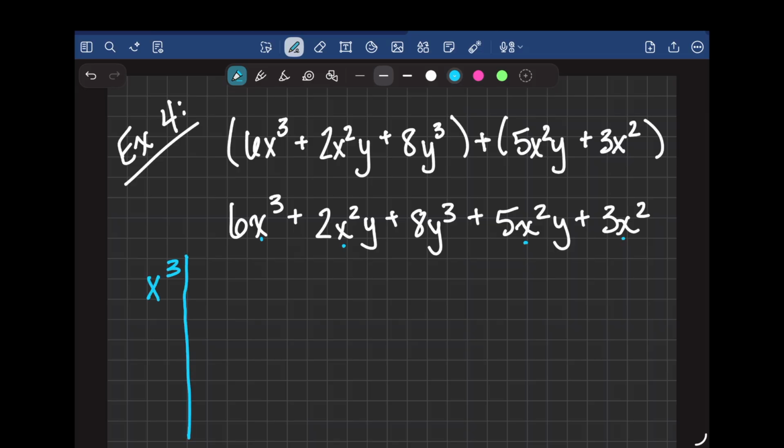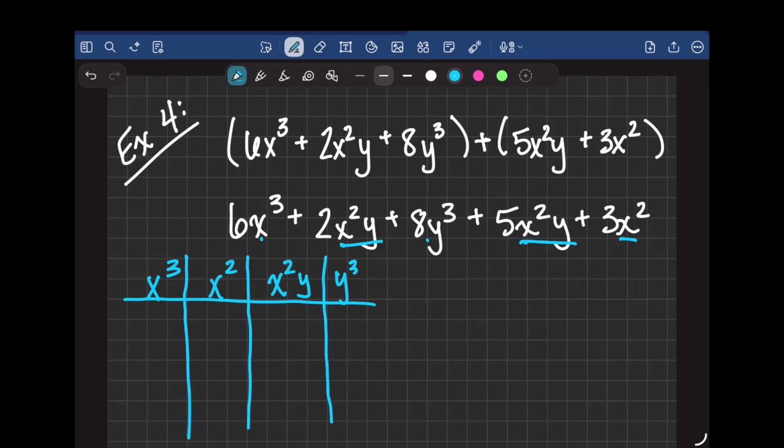Then I see that we have x to the power of 2, and I have 2 different ones. I have the group that has the y, and I have the group that has the x. So I want to keep my x's first, so I'm going to keep the pure x squared as my second group, and my third group is going to be that x squared that has the y. From here, I took care of all of my x's, so I can see that I have that 8y cubed left over. So that means my last group here is going to be y to the power of 3.